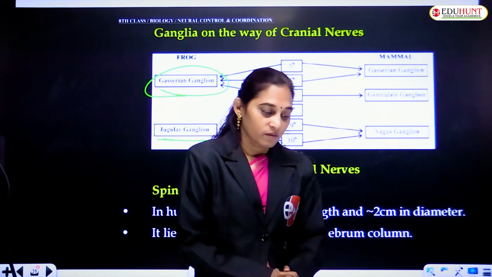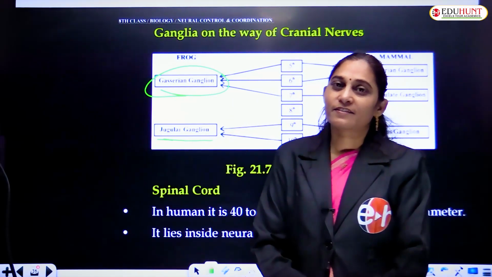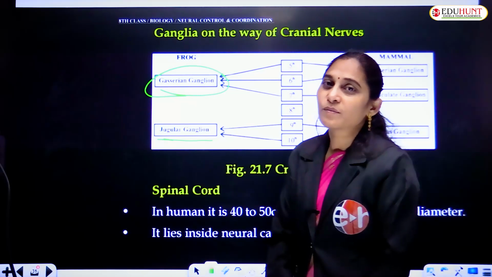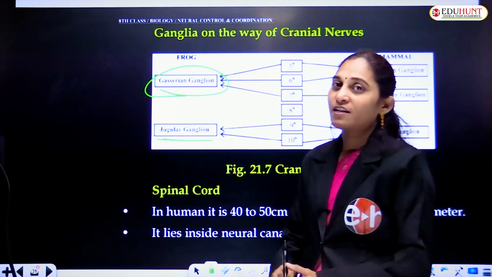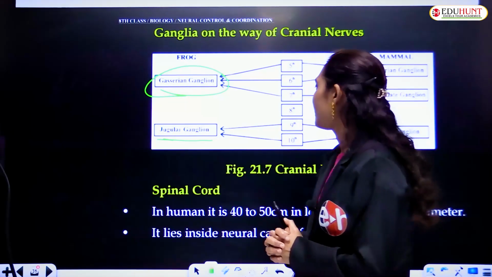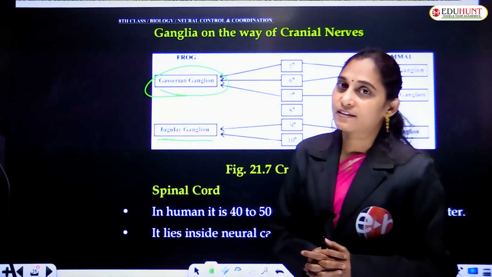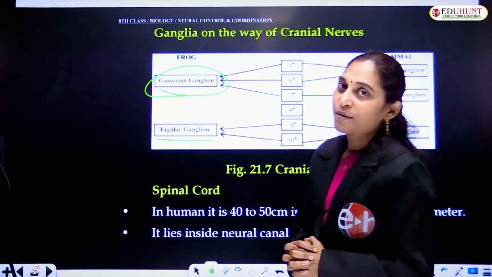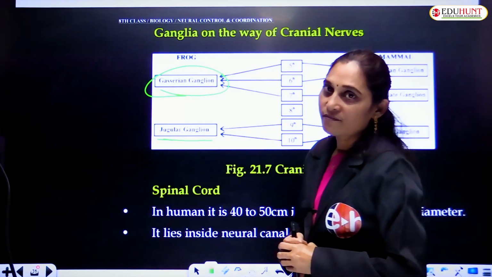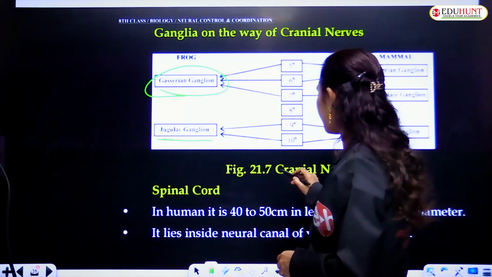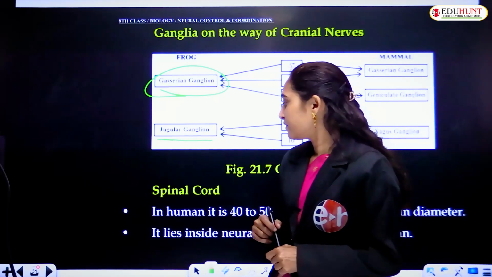What is a ganglion? It is a collection of neuronal bodies found in the peripheral nervous system. In case of frog, the Gasserian and jugular ganglia are there. In case of mammals, along with the Gasserian, the geniculate and vagus ganglia are there. This picture shows the cranial nerves from the 5th to the 10th.